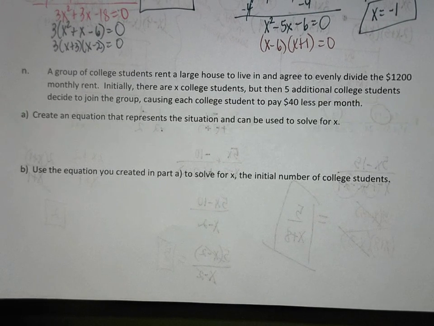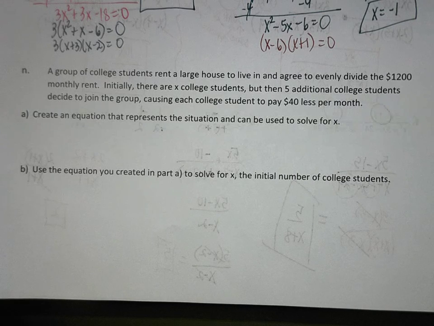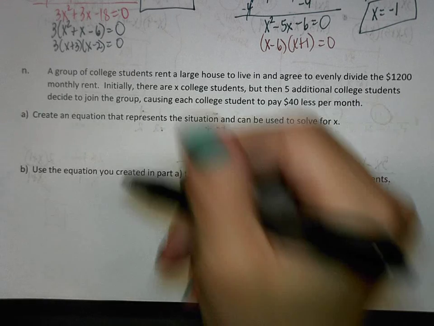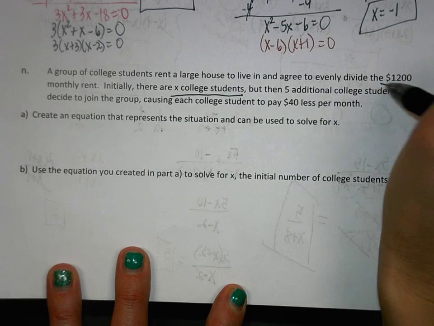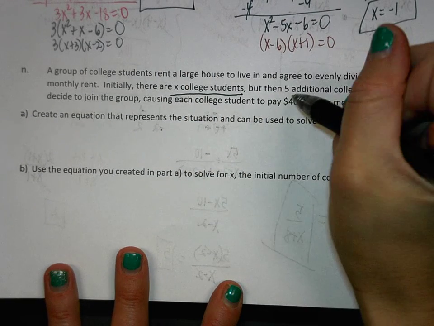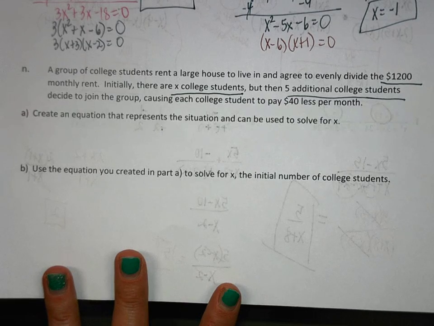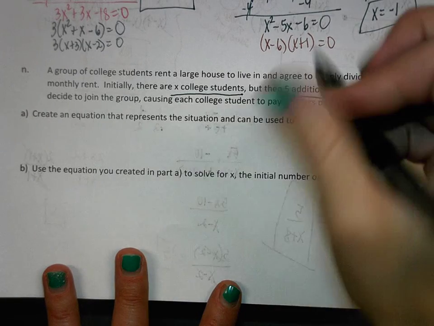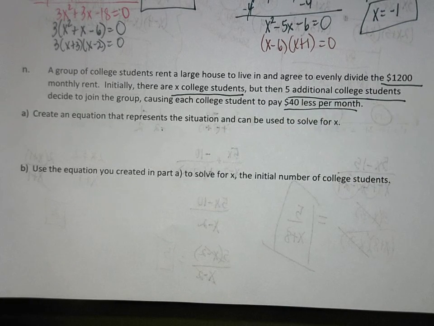A group of college students rent a large house to live in and agree to evenly divide the $1,200 monthly rent. Initially, there are x college students, but then 5 additional college students decide to join the group, causing each college student to pay $40 less per month. Okay, so this is where we are going to set up a balanced equation. So one equation is your initial setup, and then the second equation on the other side of the equal sign is what happens when you have additional college students coming.